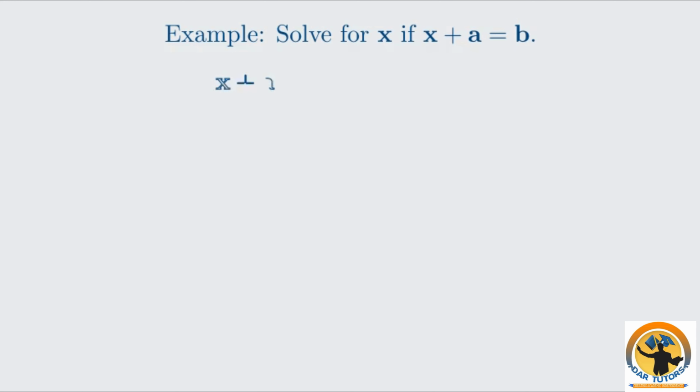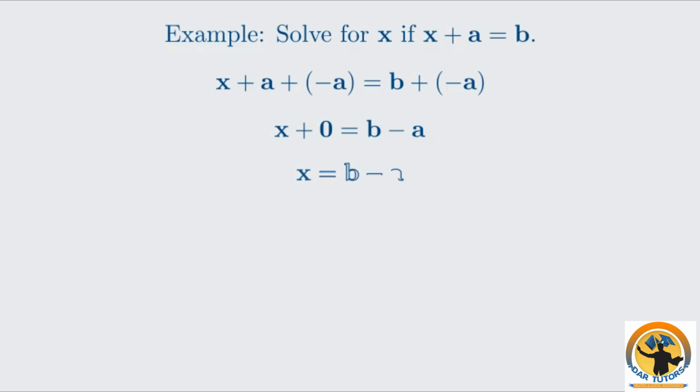We can do this by adding the additive inverse of a, which is negative a, to both sides of the equation. On the left side, a plus negative a equals the 0 vector. On the right side, b plus negative a is the same as b minus a. Since adding the 0 vector doesn't change x, we are left with our solution, x equals b minus a. This shows how the properties of vector algebra allow us to manipulate vector equations.